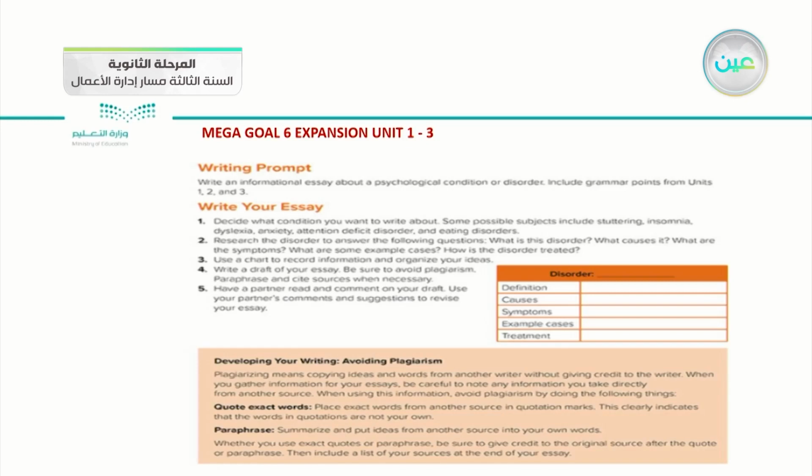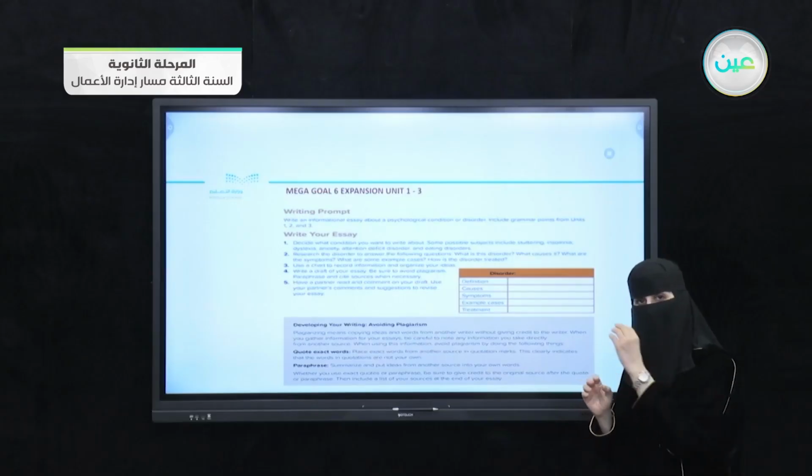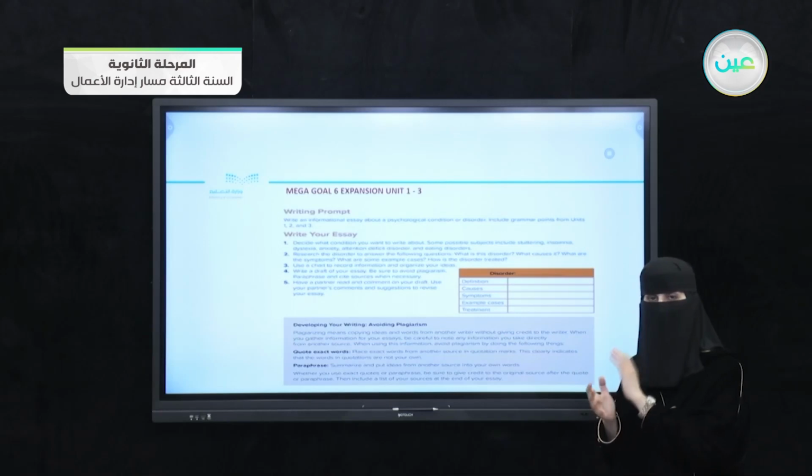And the last question is, how is the disorder treated? So when you research about it and you decide what you want to write about, you mention some examples at the end, and as a conclusion you should write the treatment for the things or situation you already mentioned in your essay.